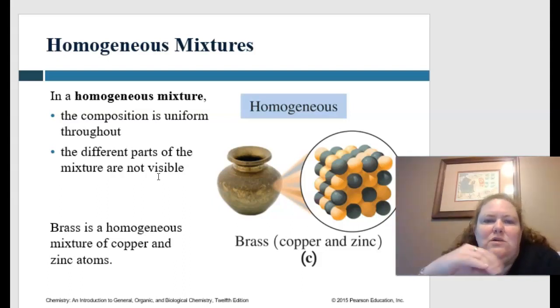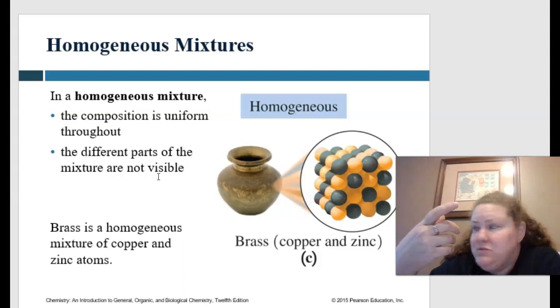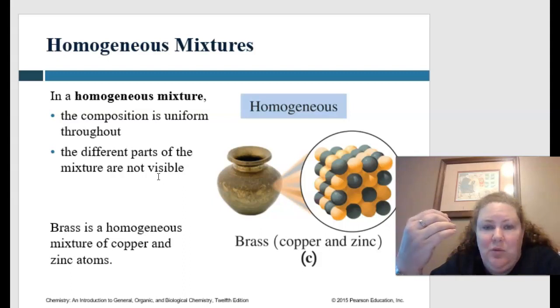So homo is like the same, and hetero would mean opposite, right? Again, I always stress root words because those are really going to help you. An example of a homogeneous mixture would be brass, because it is a mixture of copper and zinc atoms. So you can see there's a mixture of the copper and zinc that, when combined, makes brass.